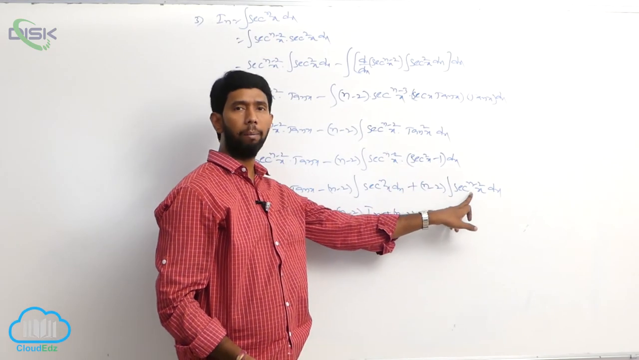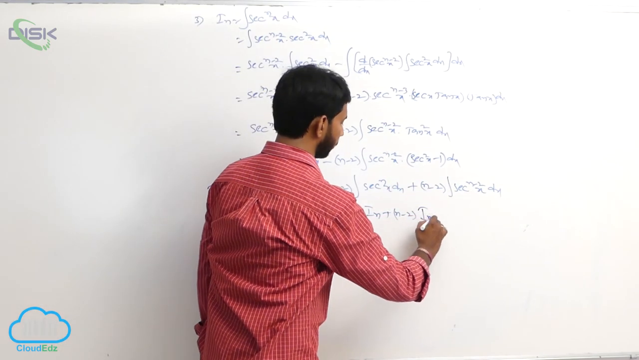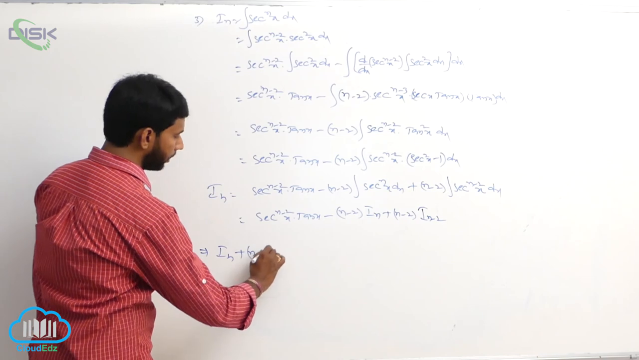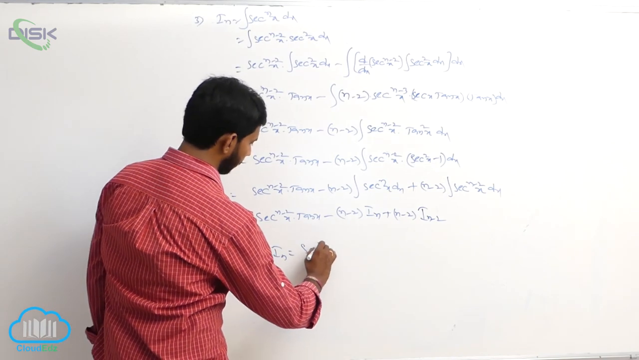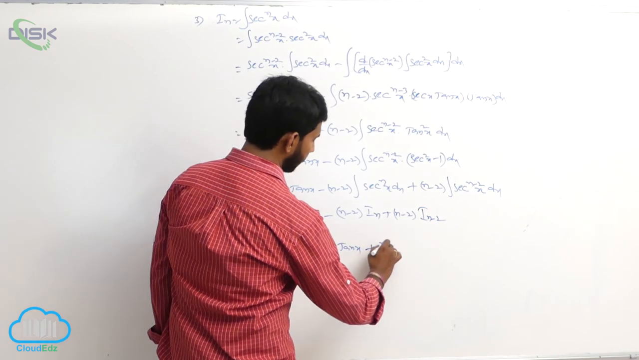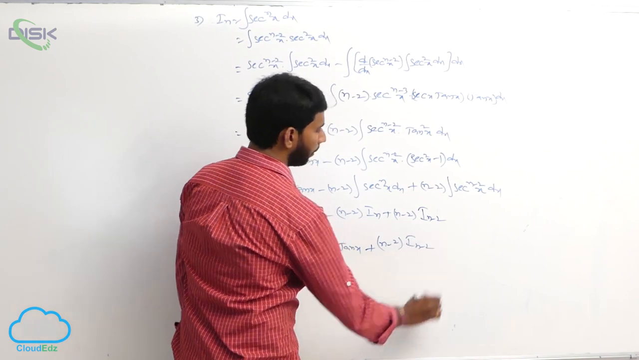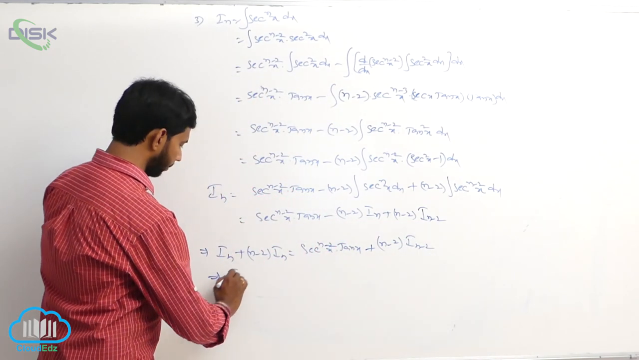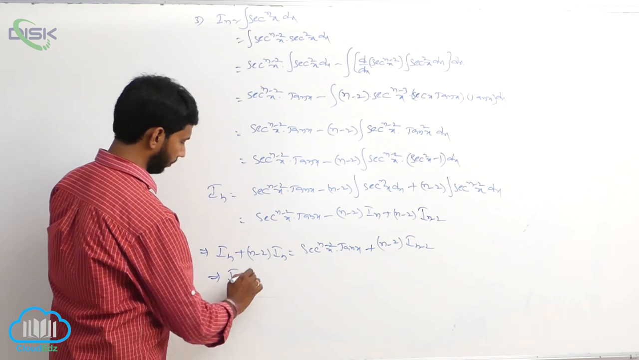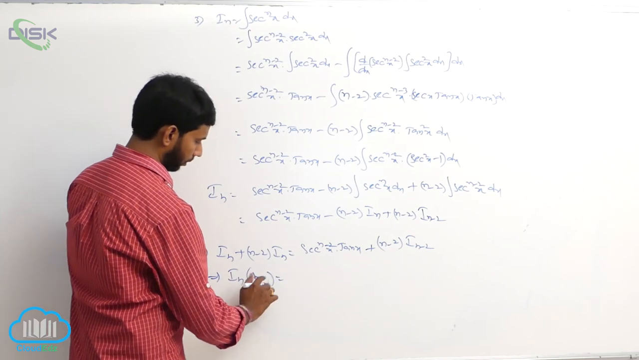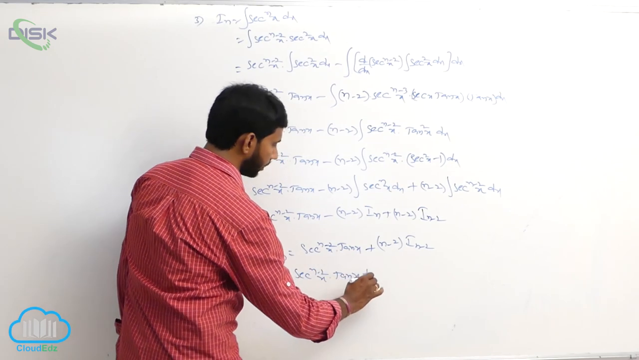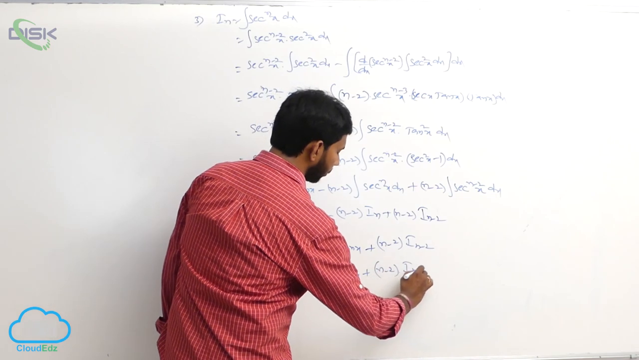Then integral of secant power n minus 2x dx value is I n minus 2. Then I n plus n minus 2 of I n is equal to secant power n minus 2x into tan x plus n minus 2 into I n minus 2. The left side I n is common. I n of n minus 1 is equal to secant power n minus 2x into tan x plus n minus 2 into I n minus 2.